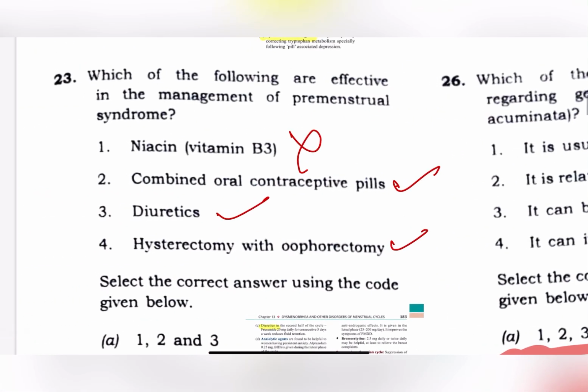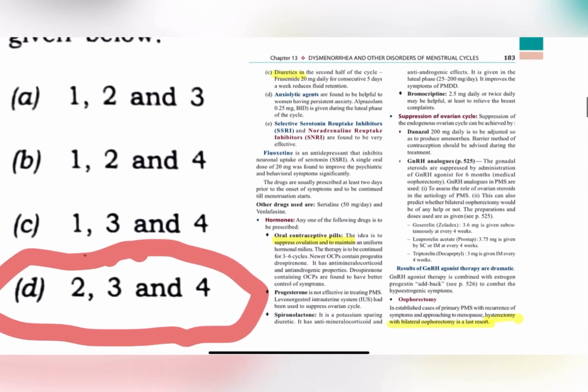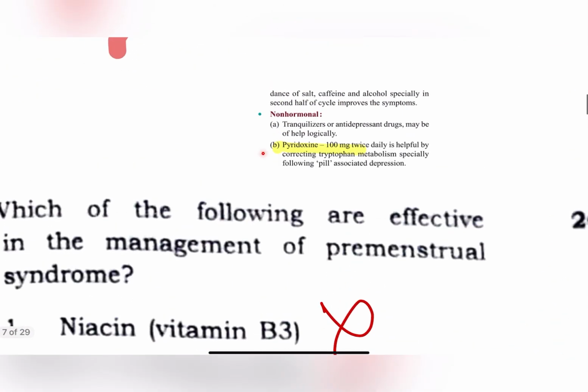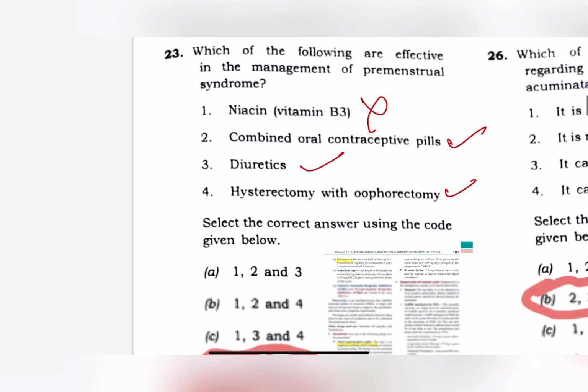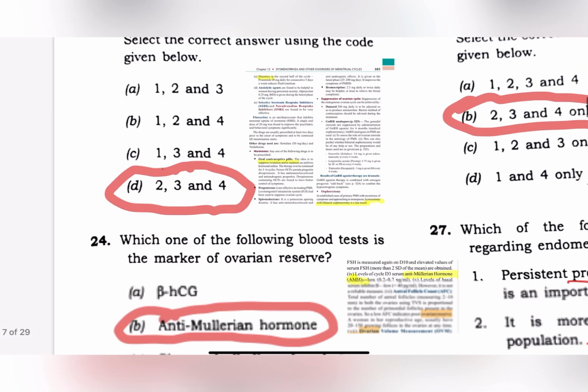Which of the following are effective in management of premenstrual syndrome? These are the therapies beneficial in premenstrual syndrome: diuretics, OCPs, oophorectomy, and the fourth one is pyridoxine 100 mg. So we have niacin, vitamin B3, that is wrong. Instead of that, pyridoxine should be written. Then combined OCPs, diuretics and hysterectomy, that is true. So the answer for this is 2, 3 and 4.